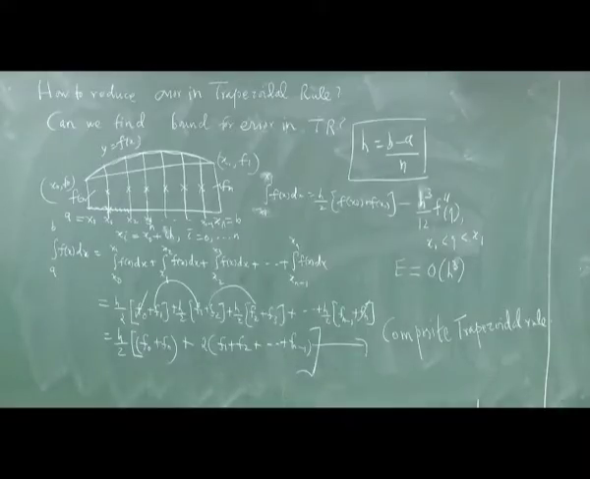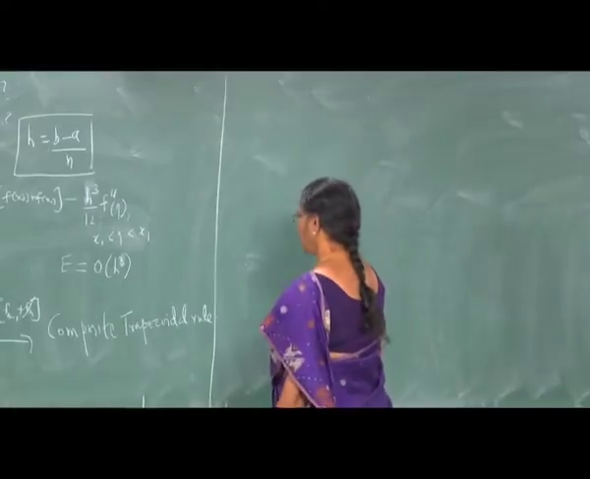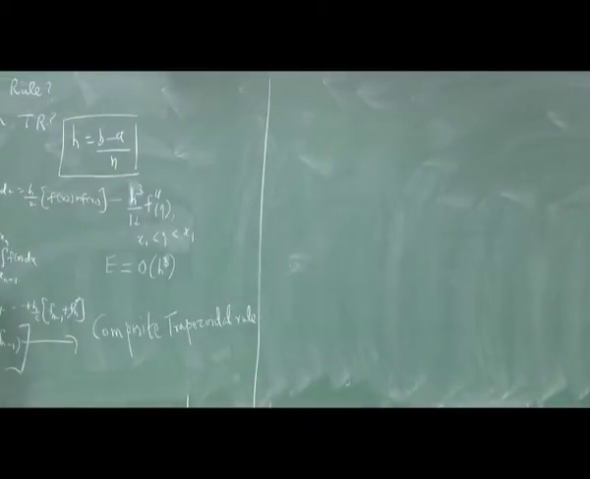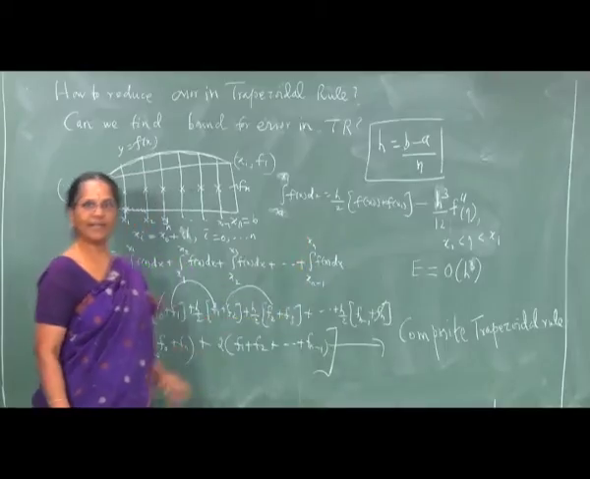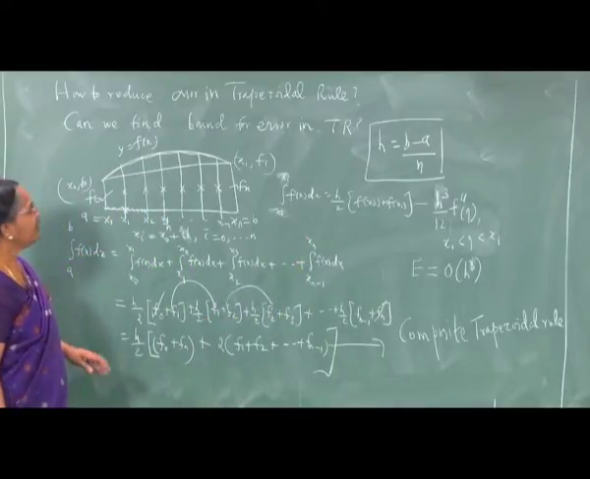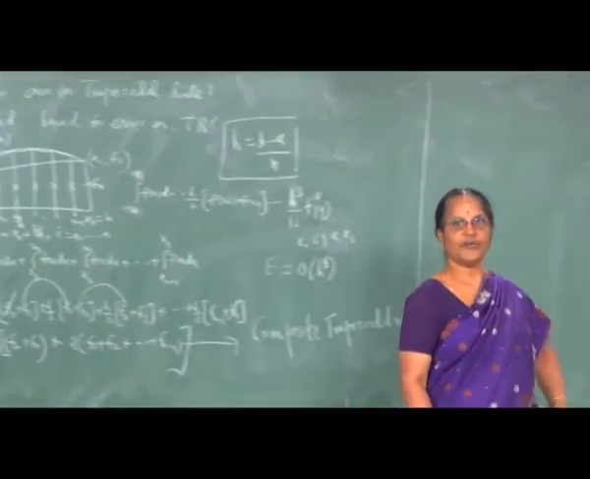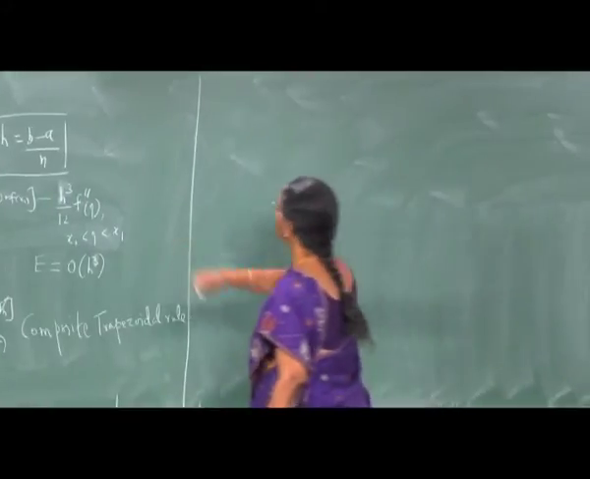Again, the question is, what is the error that is incurred in the composite trapezoidal rule? That can be obtained by computing the error that is incurred in evaluating each of these integrals in the n subintervals. And we already have determined the error in the trapezoidal rule when it is applied to an interval. So, we shall make use of that.